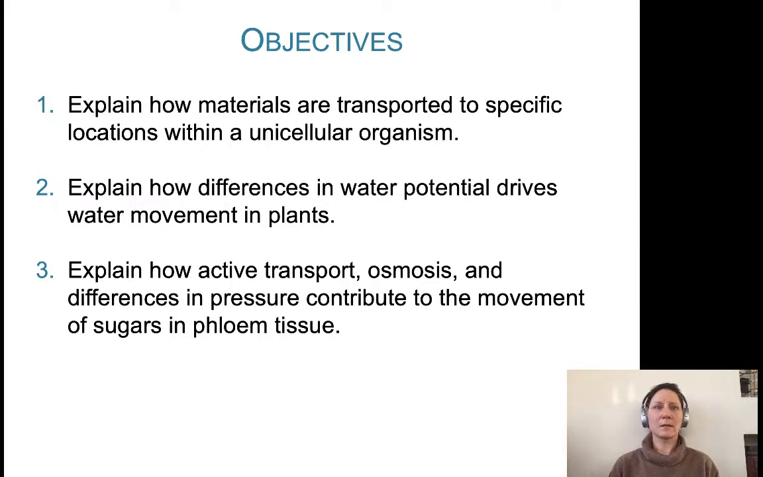So we're going to talk about how materials are transported to specific locations within unicellular organisms. And then we'll explain how differences in water potential drive water movement in plants, and how active transport, osmosis, and differences in pressure contribute to movement of sugars in phloem tissue. So we're focusing on the internal transport in unicellular organisms and plants in this lecture.